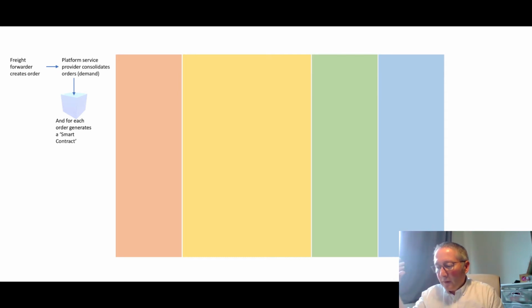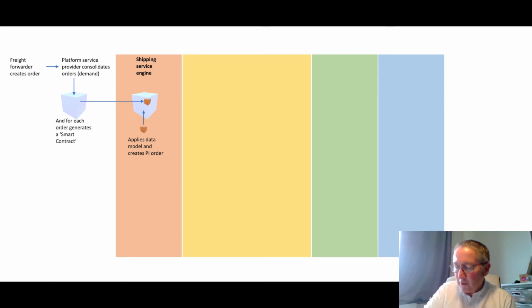The physical internet platform service provider, the service provider that runs that virtual model and data hubs, consolidates an order with all other demand, and for each order generates a smart contract, which is recorded via blockchain technology to create a secure distributed ledger of transactions. The physical internet platform service provider then provides services that process that order. Firstly, the shipping service engine applies the data model and creates a physical internet order, attaching this to the smart contract.